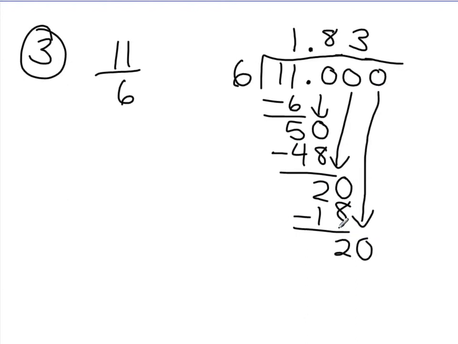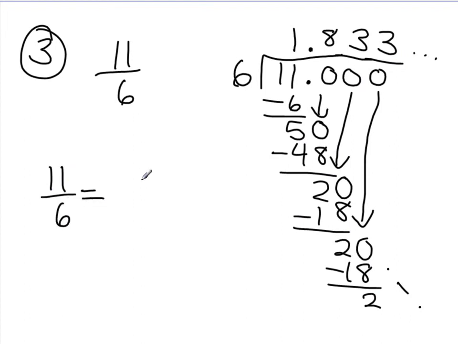So we keep adding zeros until we either terminate or we see a pattern. 6 times what gets us close to 20? Oh, it looks a little bit familiar. 3, 18. Oh, this definitely feels familiar, right? We could keep on going on and on forever. But now we've reached a repeating. But only the 3 is repeating. So, 11/6 is equal to 1.83, and my bar is only going over the 3, because only the 3 repeats itself, right? If you keep on going, you'll see the pattern occur. Be very careful. Don't let your bar get adventurous and cover over the 8.